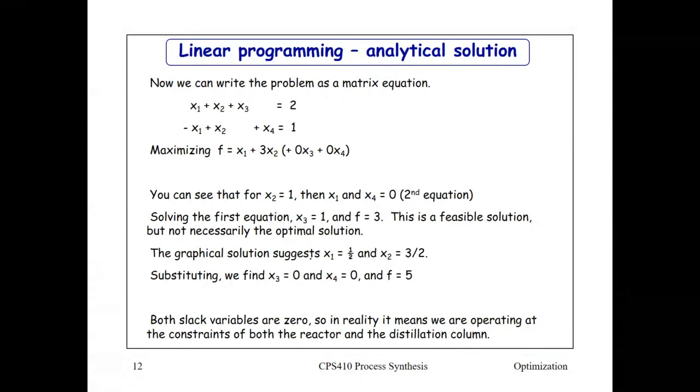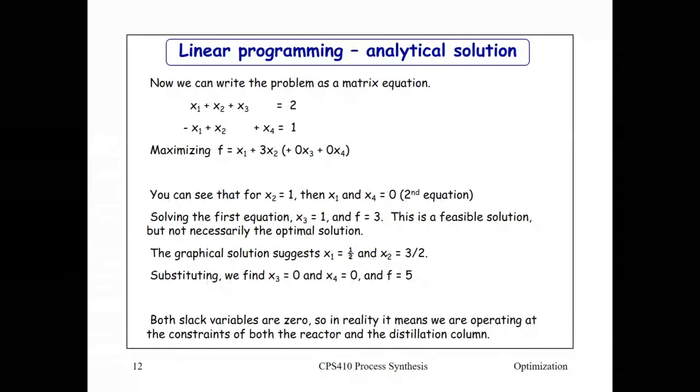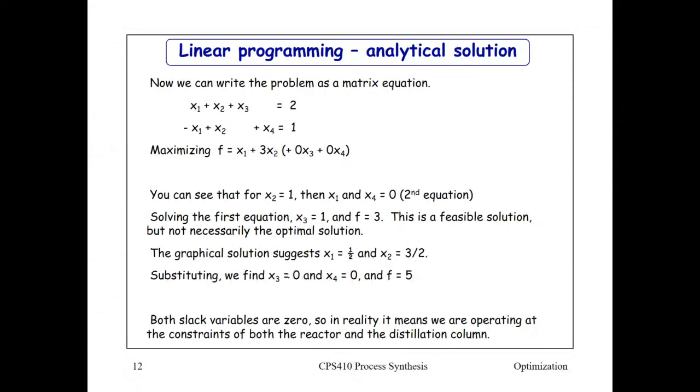The graphical solution suggests x1 is a half, x2 is 1.5. Substituting, we find that x3 equals 0. So if you put those two values into this equation, you can solve for x3, because now x1 and x2 are known, and you'll find this with both of these equations, this one and the second one over here.